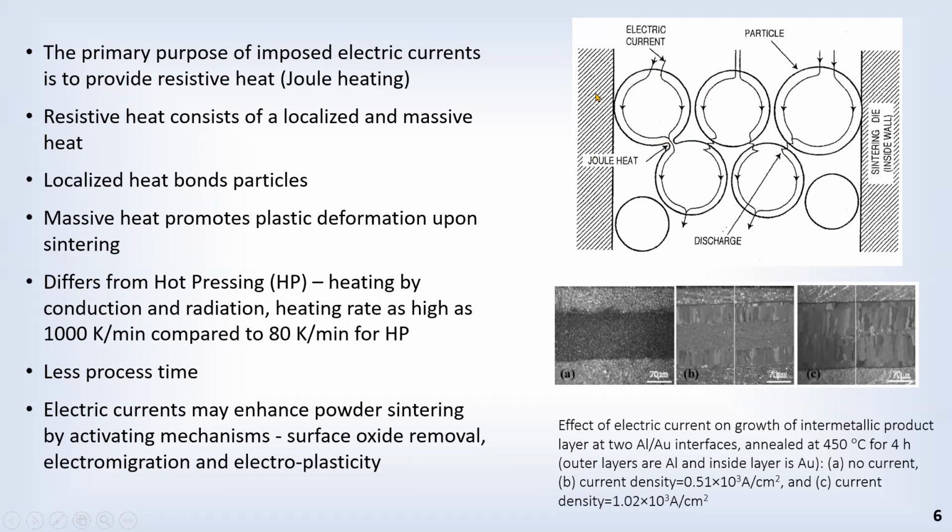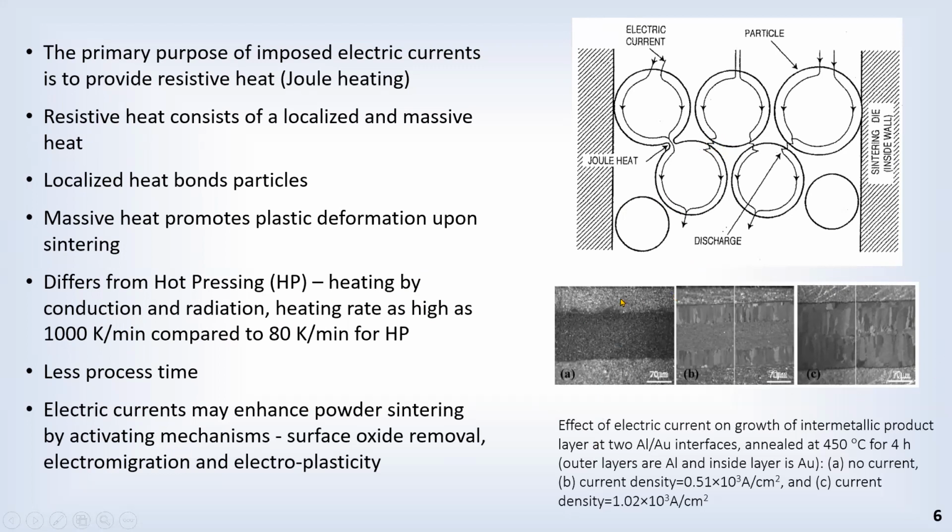And since we are using graphite, we can have very high heating rates in our equipment, up to 1000 Kelvin per minute, whereas in a hot press, you can heat at a maximum of 80 Kelvin per minute. So the time required is very less. And you have several mechanisms which are active here. For example, when there is a breakage of contact, you have a spark generated, which will lead to cleaning of the surfaces, removal of oxide layers, and leads to better bonding.